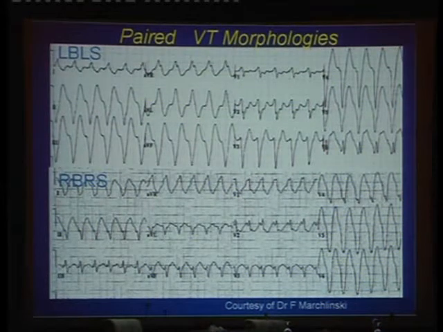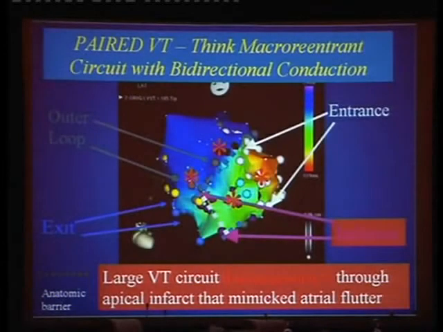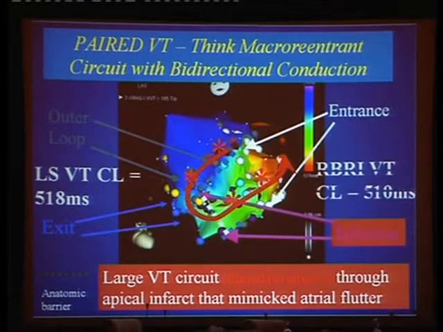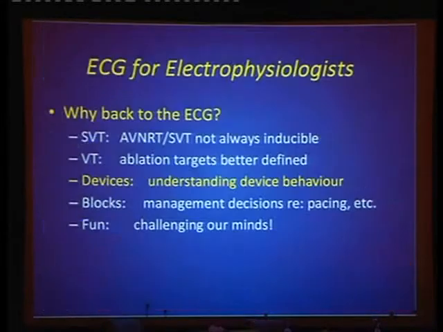This is one of Frank Marchlinski's slides showing paired VT morphologies at similar cycle lengths, same patient, a left bundle, left superior axis, and a right bundle, right superior axis. And this was, in fact, over the same area with paired morphologies. Very important. It identifies a large VT circuit, and in this particular case, you could actually get both VTs through the same area. Devices. I'm sure David's going to tell us more about this.